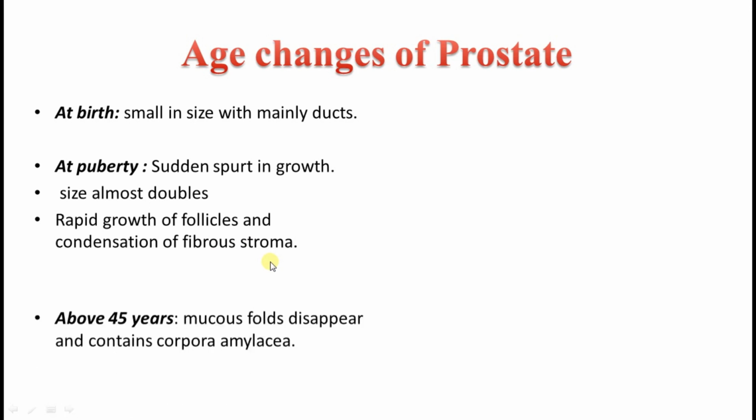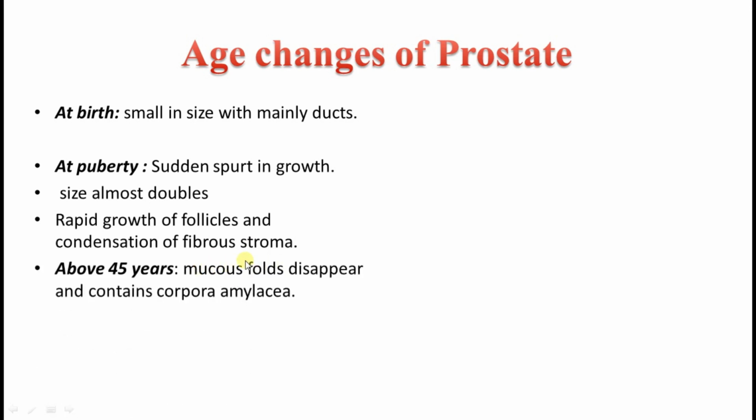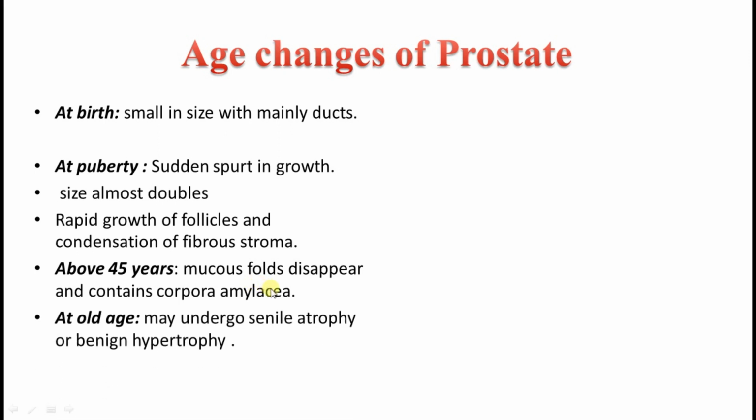After 45 years of age, these mucous folds will disappear, and you can see the follicles are filled with corpora amylaceae. When you come across corpora amylaceae, then naturally it should be the prostate of a middle-aged man. At old age, two extremes might occur. It might atrophy, mainly because of declining testosterone levels, or it might become benign hypertrophy.